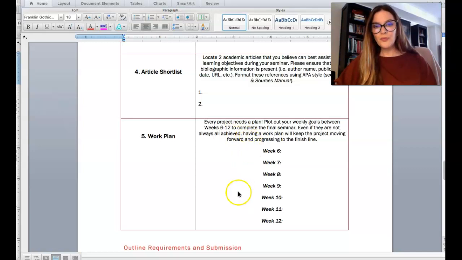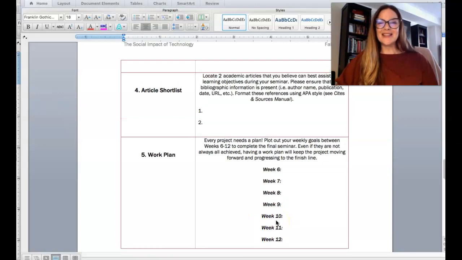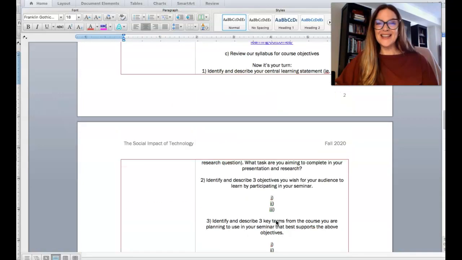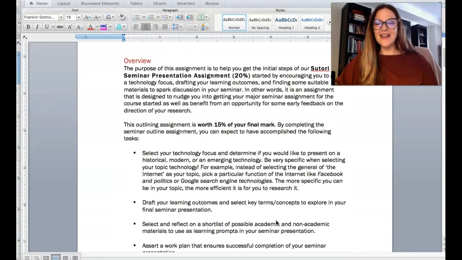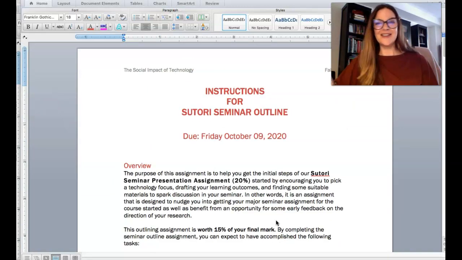So you just fill in your work plan so that everything is not left till week 11 or 12. So that is the outline assessment in a nutshell.